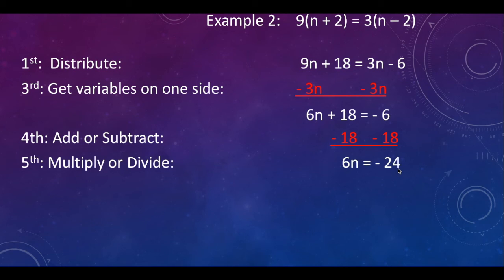Last step, we want to multiply or divide. We want to get rid of that 6, and the 6 is being multiplied to the n. So the opposite operation is to divide by 6. So we can go ahead and get rid of that 6, right? Because 6 divided by 6 is no longer 6, it is 1. And that's what we want. We just want 1n. On the right side, negative 24 divided by 6 is negative 4. And that is our final answer.